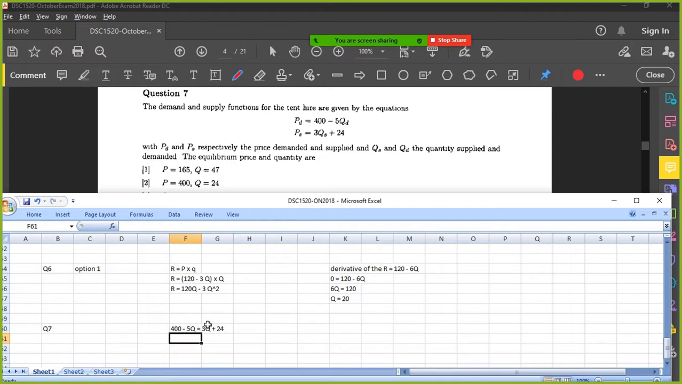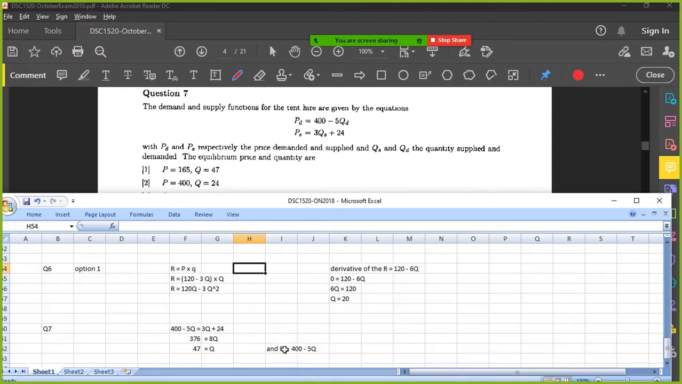Yes. Okay. Solve here. So take the 24 to that side, it becomes minus. 400 minus 24 is that. 5Q goes to the right, becomes a plus. Solve. This divided by 8 gives you 47. So Q is 47 and P equals, it doesn't matter which one you take. I'm just going to take the first one.